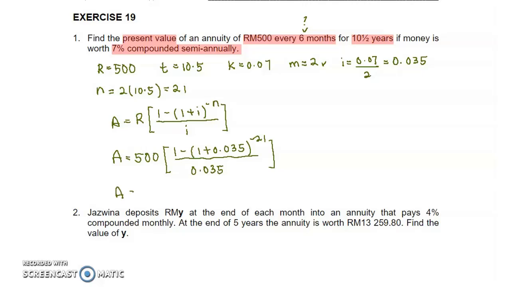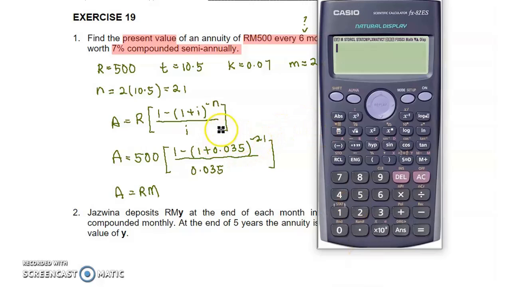So if we calculate this, let's calculate this part first. 1 plus 0.035, we can directly press 1.035 to the power of negative 21. So press negative 21 here, so this is this part. Then 1 minus, which refers to the answer in your calculator now, so just press 1 minus answer, equal.